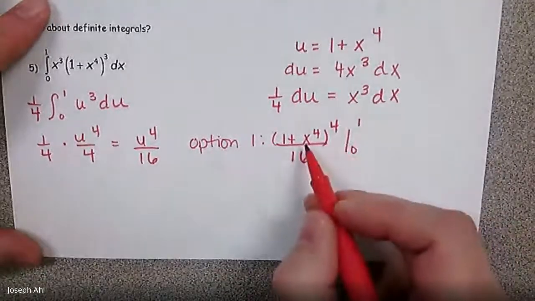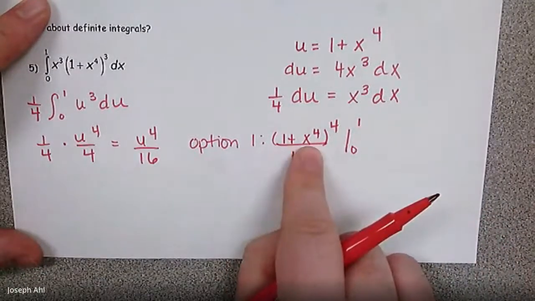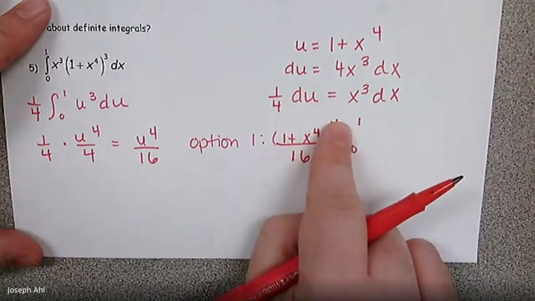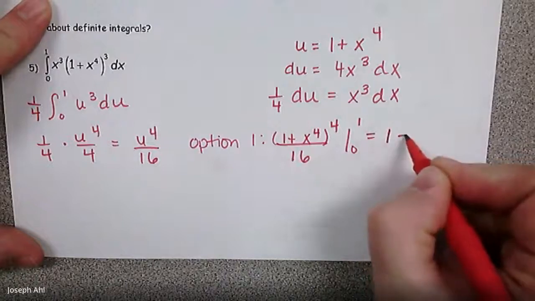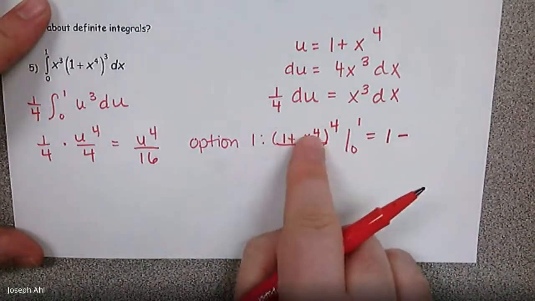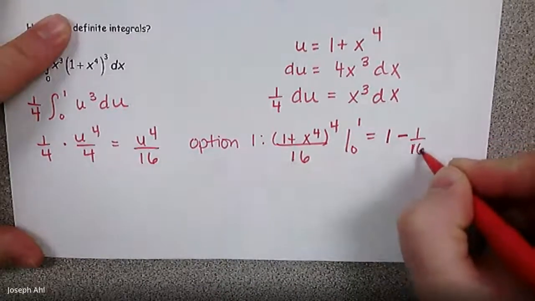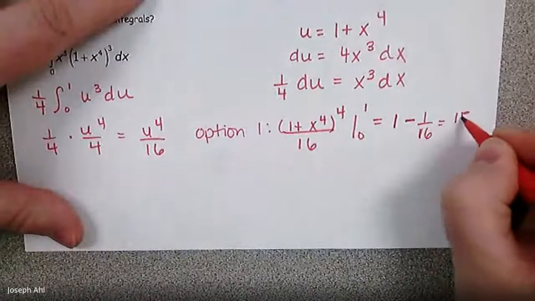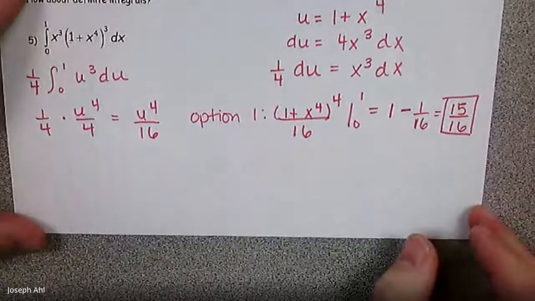If I plug in 1 for x, I'm going to get on the top 1 plus 1, which is 2. 2 to the 4th is 16, and 16 divided by 16 is 1. Minus when I plug in 0 for x, that's going to become 1 up top, to the 4th is still 1. So it's 1 minus 1/16, which is 15/16. Okay, so that's all fine.